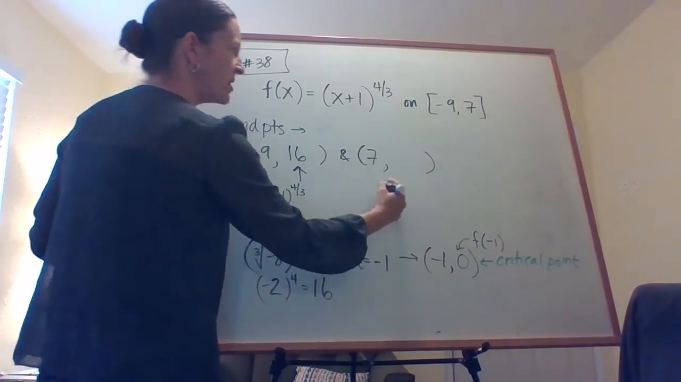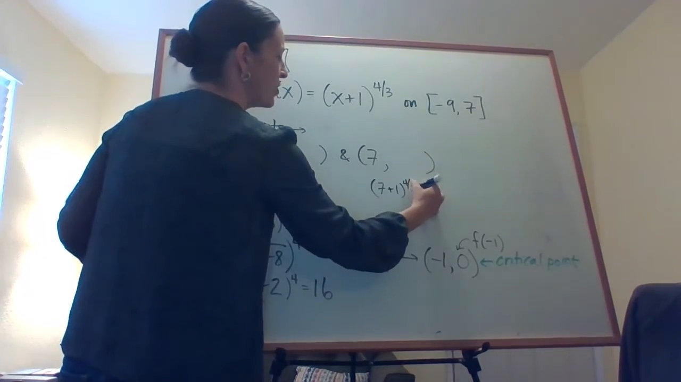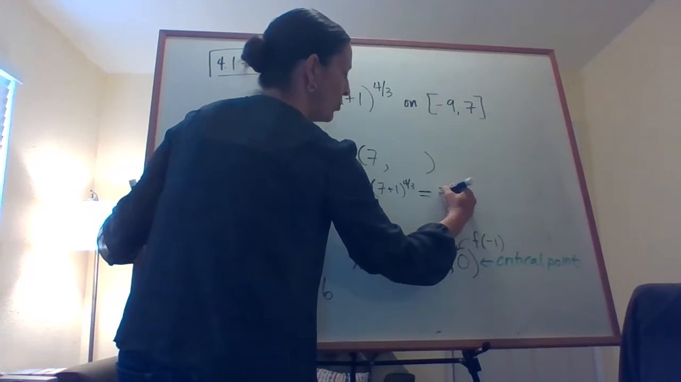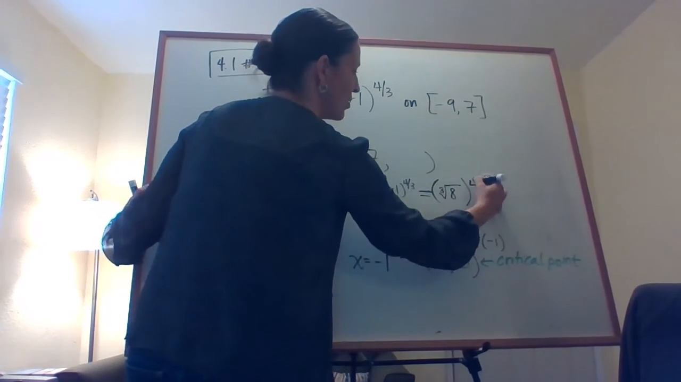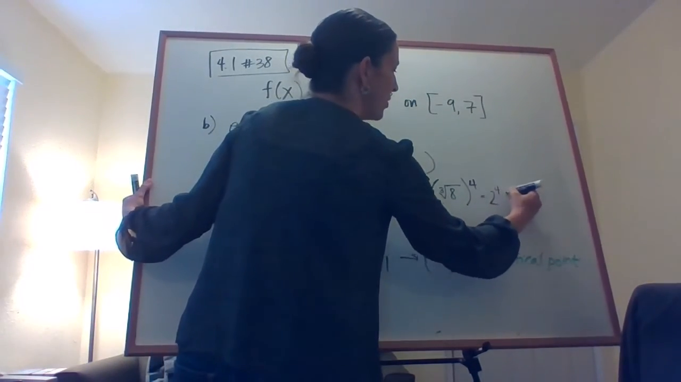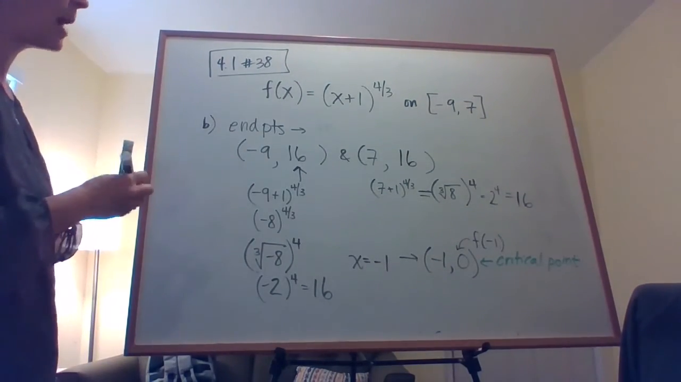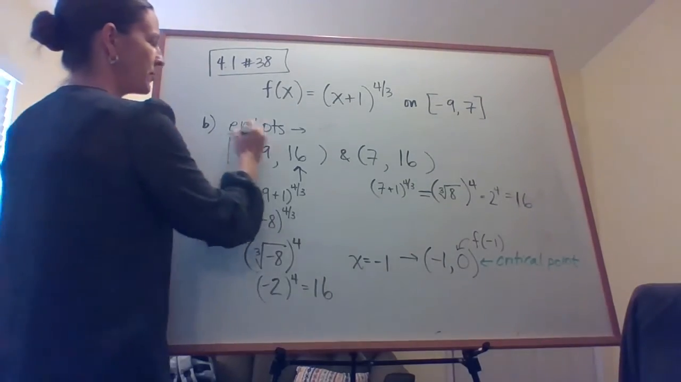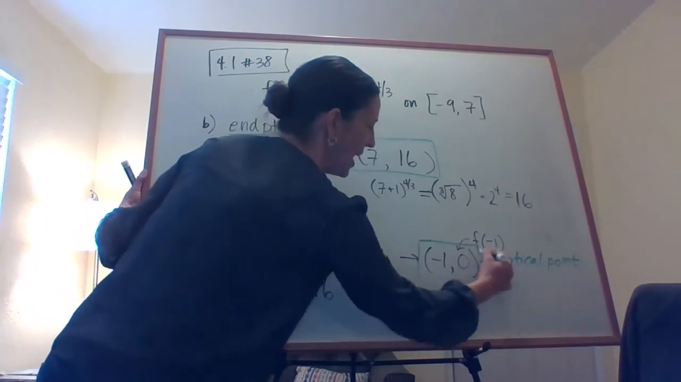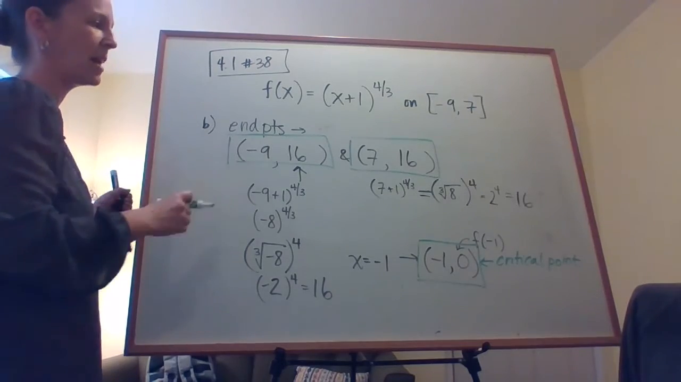I'm going to do the same thing with 7. I'm going to plug 7 in for x. So that's going to be 7 plus 1 to the 4/3. 8 to the 4/3 means I have the cube root of 8, and then to the 4th power. Cube root of 8 is 2. 2 to the 4th is 16. So these are my 3 options: (-9, 16), (7, 16), and (-1, 0). Those are my options to consider for the absolute max and absolute min.